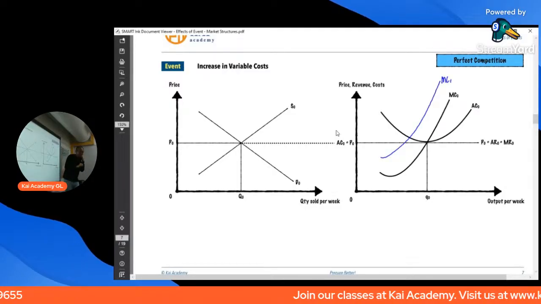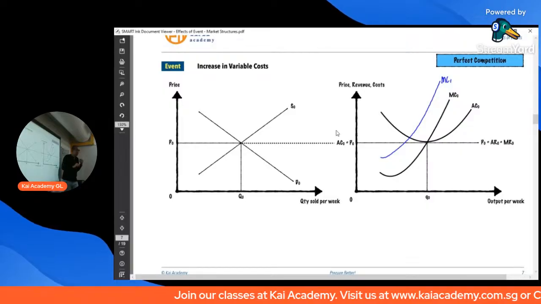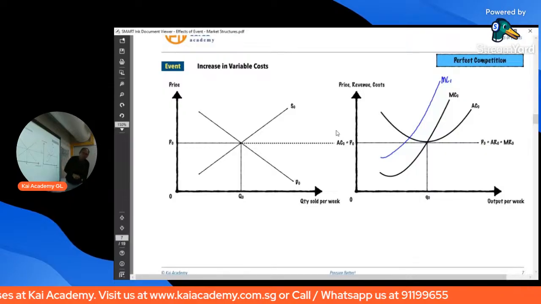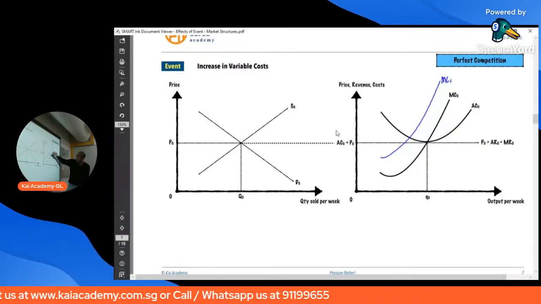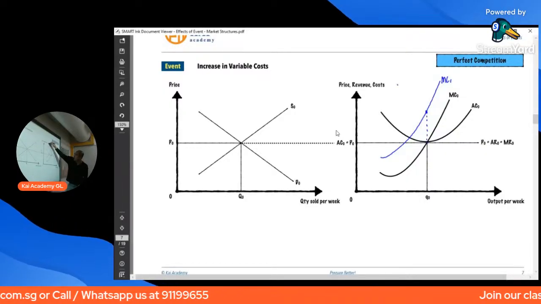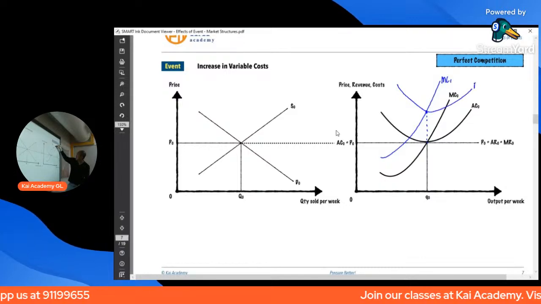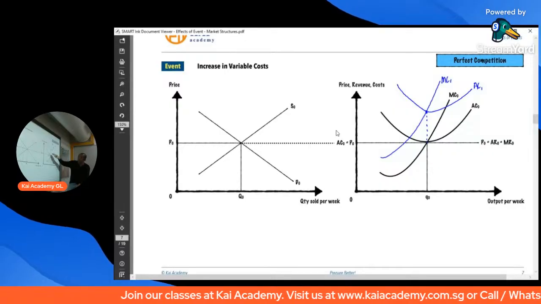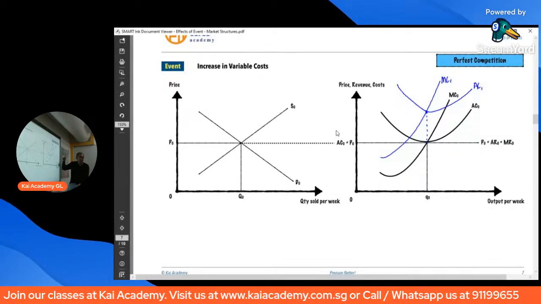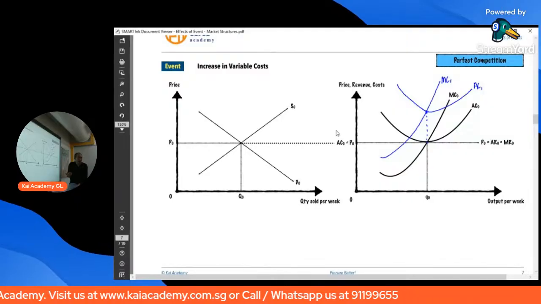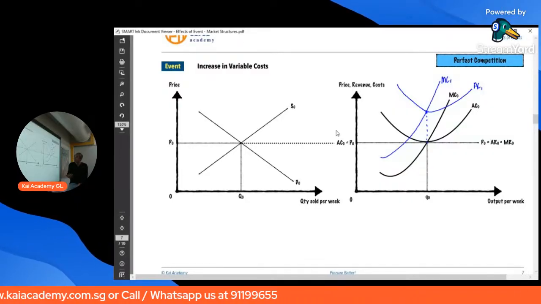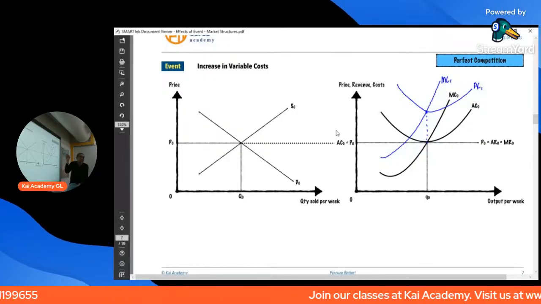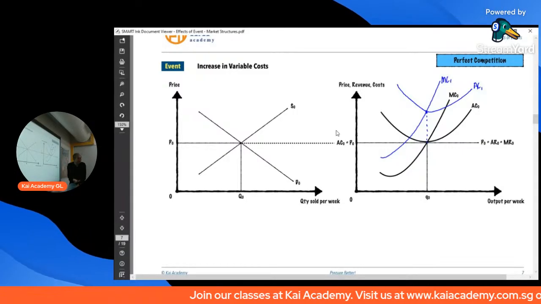Now, where is my AC going to shift? So there are three different places to shift AC. You can shift AC such that it cuts through the minimum point exactly above the original quantity, or you can make it go a bit to the left or go a bit to the right, right? Mathematically, what determines where the AC shift is and where the MC shift is? Mathematically, it can happen either way. So then it's up to you to assume, right?